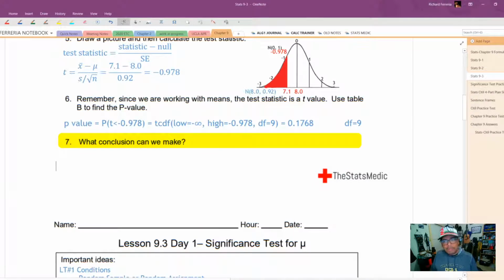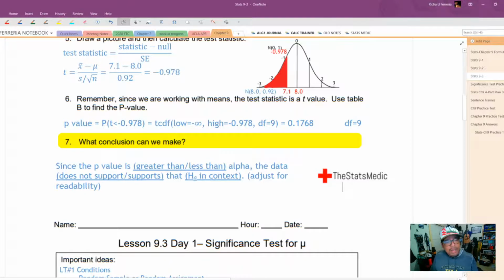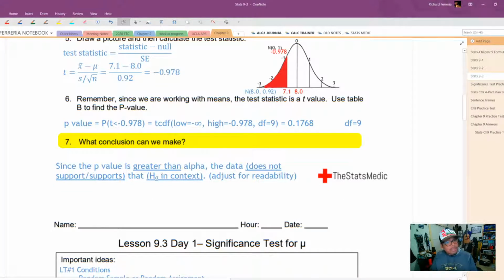Finally, what conclusion can we make? I think you know what to do at this point. Copy and paste from the list of sentence frames, and then choose the correct path. We're choosing greater than alpha because remember that alpha was 0.05 and 0.17 is bigger than 0.05.